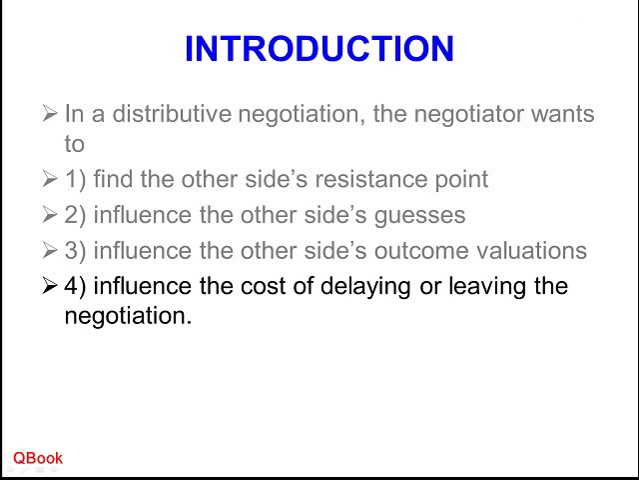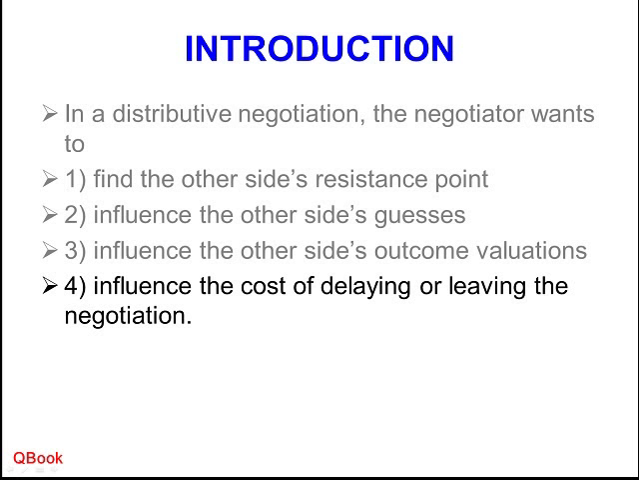Influence the cost of delaying or leaving the negotiation. That means you're going to change how much it costs for the other side to stop negotiation or to walk away from the negotiation. That is, if the resistance point is reached or you get very close to the resistance point, the other side may stop. If you make the price over my resistance point, I should stop.